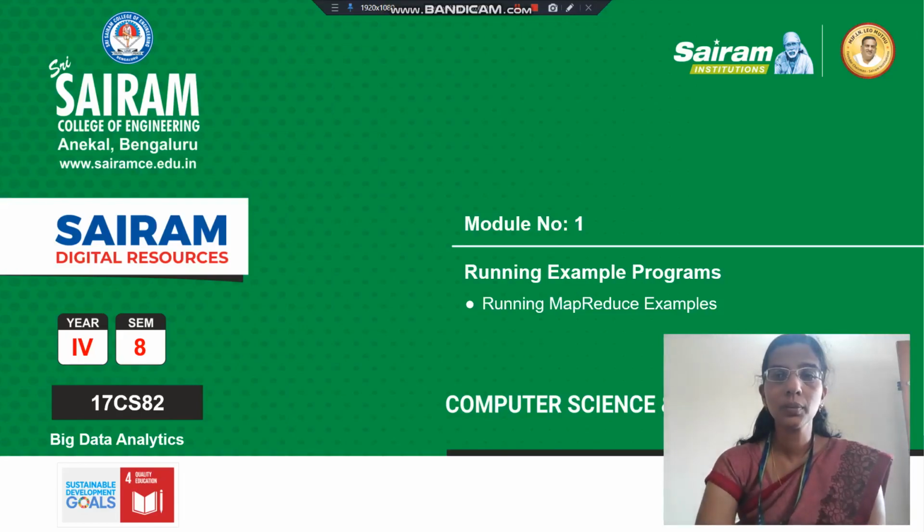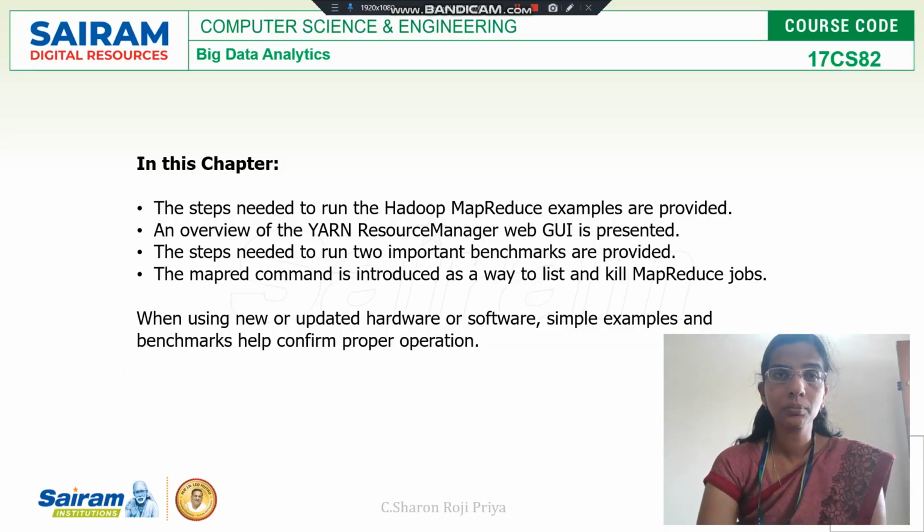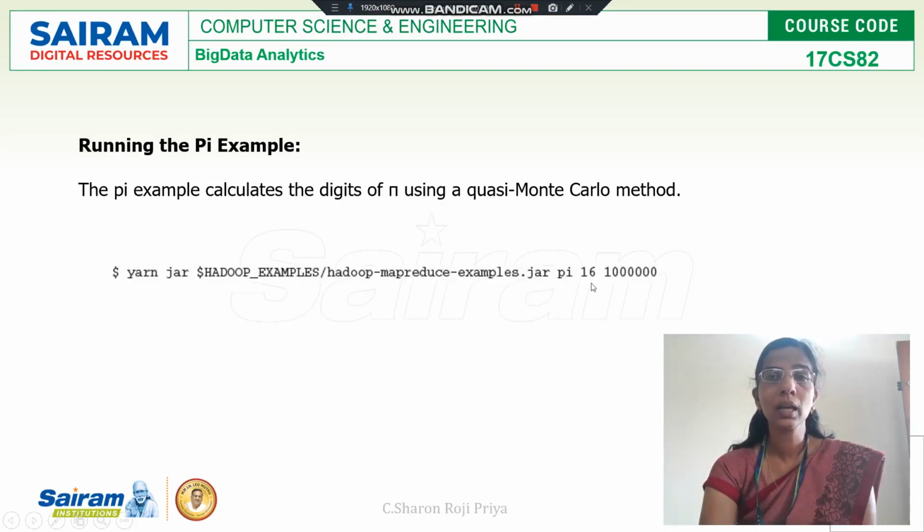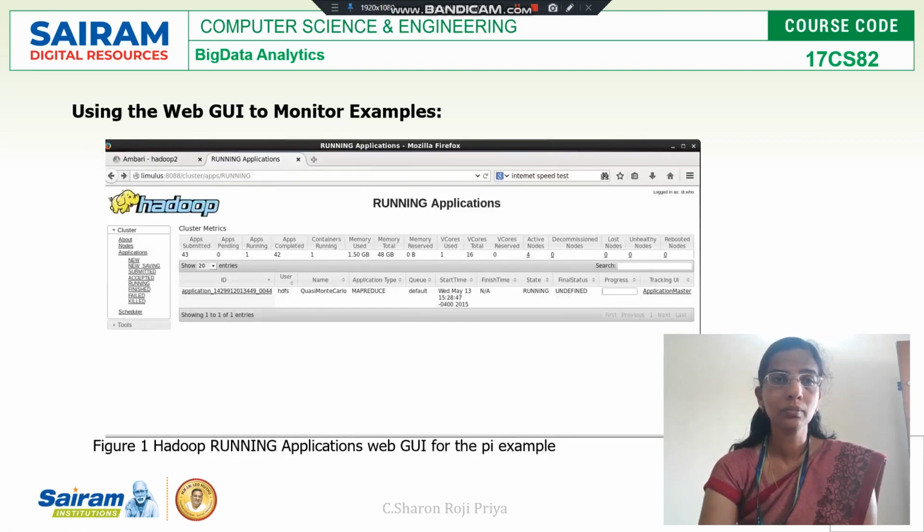Hi students, in this video we will be learning about running example programs. This is the second chapter of your first module, and here we will be learning about running MapReduce examples from the available examples, with 16 maps and 10 lakh samples per map. This is how I am going to run my pi example.